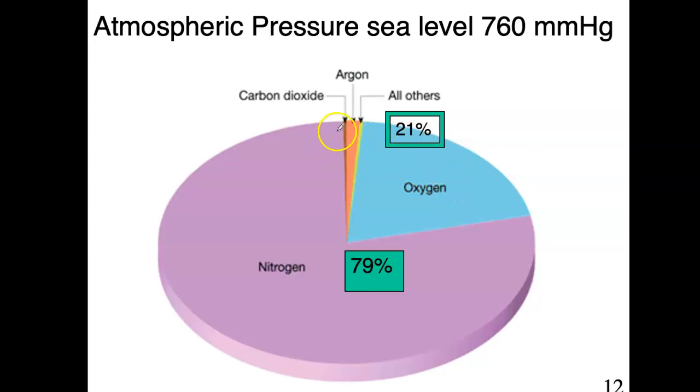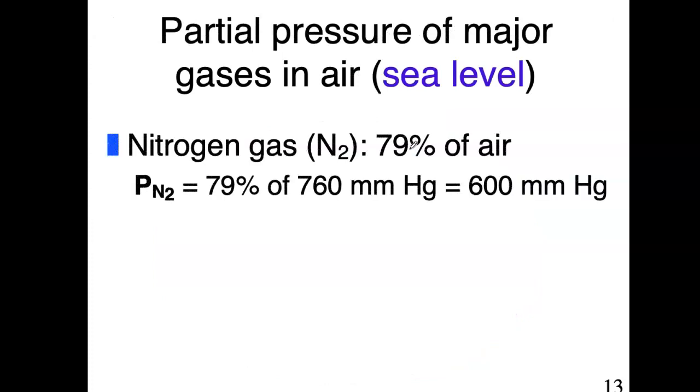And then we're also interested in carbon dioxide, which is a tiny amount. It's about 1%, we're going to say, a little bit less. And then there's argon and all of those are tiny amounts here. Okay, but we're more interested in the oxygen and carbon dioxide in a physio course. But let's continue to think about partial pressures.